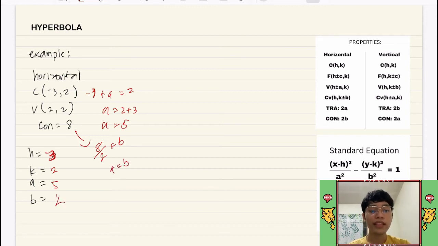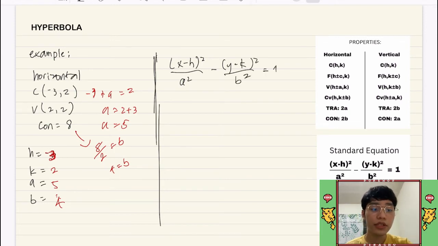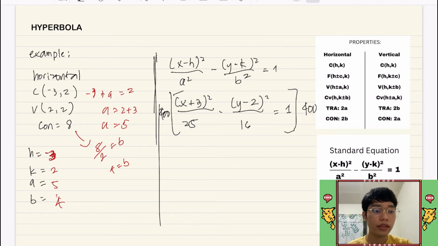So now that we identified its parts, we can now substitute it to the standard equation. So the standard equation for horizontal is (x minus h) quantity squared over a squared minus (y minus k) quantity squared over b squared equals 1. So substitute, we have (x plus 3) quantity squared over 25 minus (y plus 2) quantity squared over 16 equals 1. Multiply both sides by 400, we can now have 16 times the quantity x squared plus 6x plus 9 minus 25 times the quantity y squared plus 4y plus 4 equals 400.